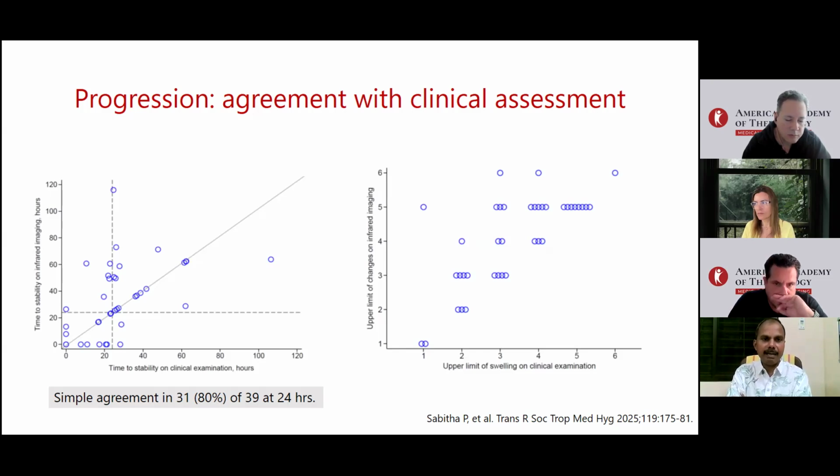There was a simple agreement of about 80% between infrared imaging and clinical examination. Similarly, if we compare the uppermost limit of the swelling determined by clinical assessment and infrared imaging, there was an interesting pattern: in many patients it agreed, but in many patients the extent of changes was much more than what was apparent on clinical examination, which is reasonable and expected.